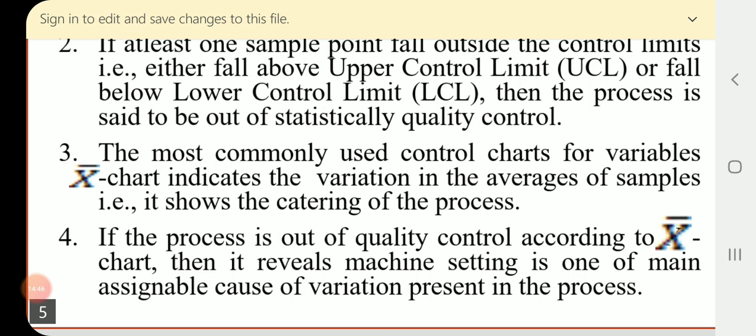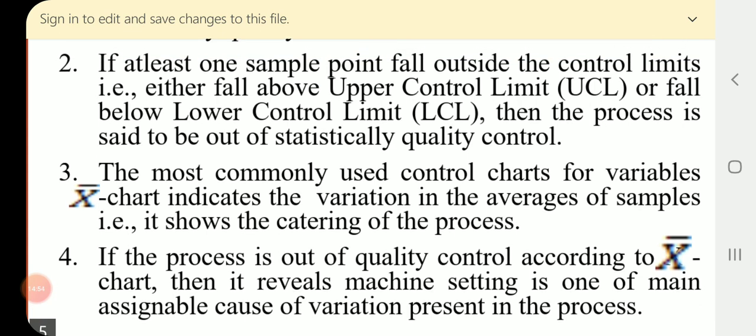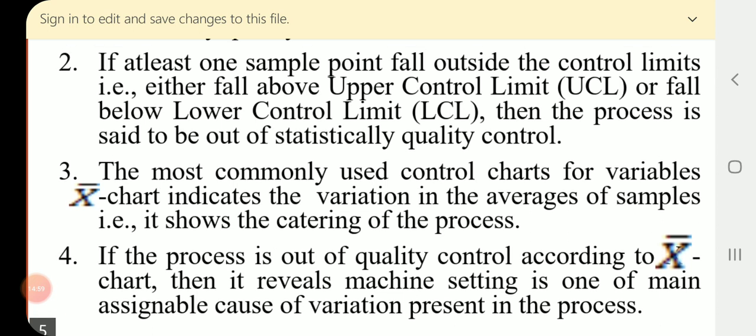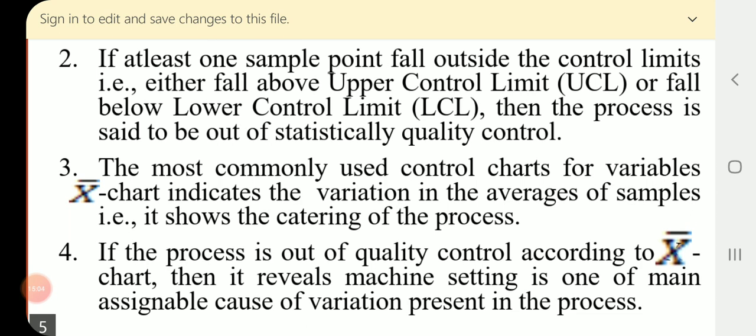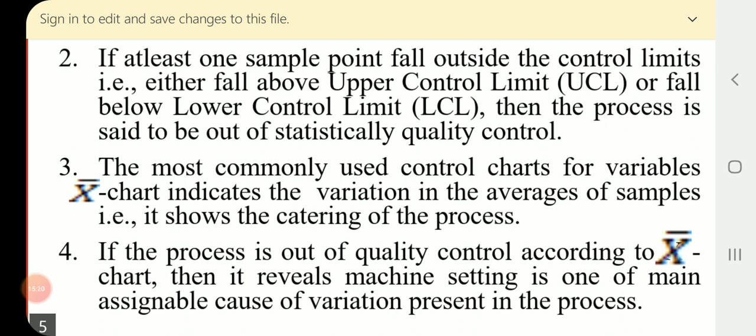And then, whenever the process is out of statistical quality control, it indicates scattering of the process, which means the mean of sample 1 differs largely from the mean of sample 10 or 8 or 9, etc., with the remaining other samples, which are much scattered.